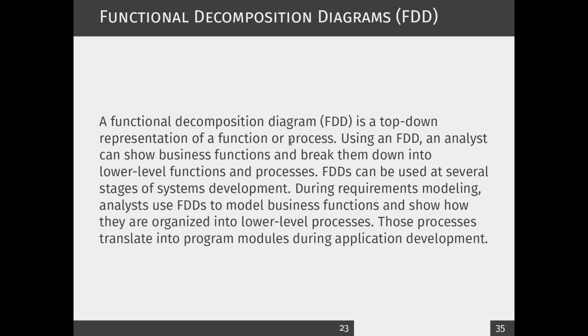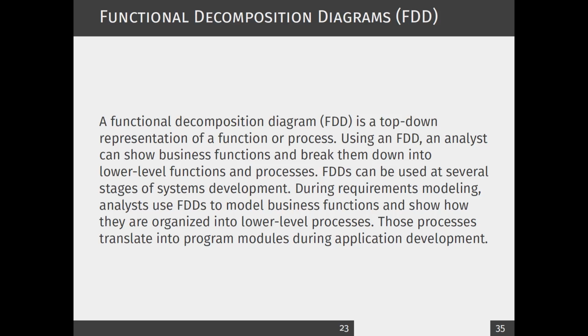Let's start with the first modeling technique. Our first modeling technique is called the functional decomposition diagram, or FDD. In FDD, we can represent a function or processes. This is called a top-down representation, and we can show different business functions and break them into different low-level functions. We can use this to develop several stages of the system development. Basically, with functional decomposition diagrams, we can show how they are organized, and these can translate to different program modules.